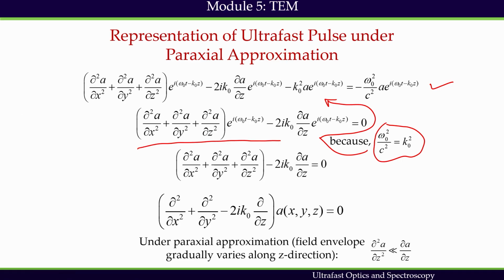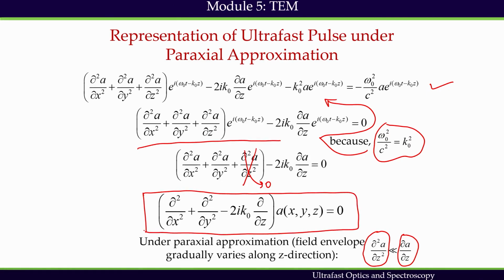Now we shall make the paraxial approximation, which says that the field envelope gradually varies along the z axis. Therefore, we can write that the second derivative of A is much less than the first derivative of A, and that is why this second derivative term can be considered to be 0. So we reorganize the equation and we finally get an equation which is called the paraxial wave equation.